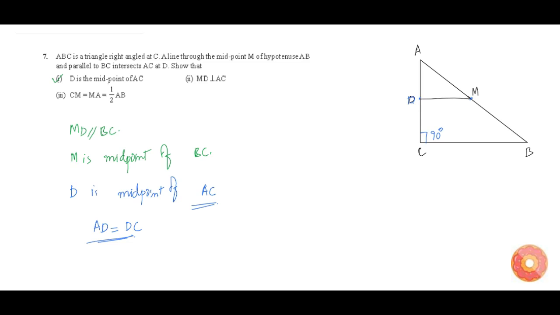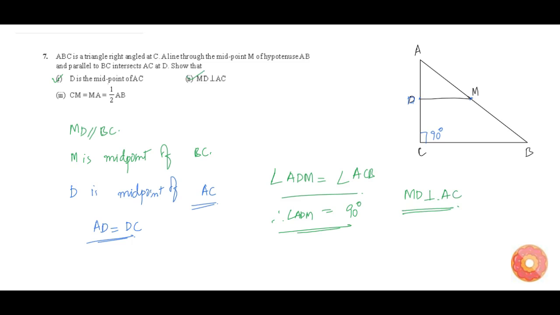And we also know that from one of the theorems, angle ADM should be equal to angle ACB. That we know. And what is angle ACB? Angle ACB is nothing but 90 degrees. Therefore, angle ADM is equal to 90 degrees, which means MD is perpendicular to AC.